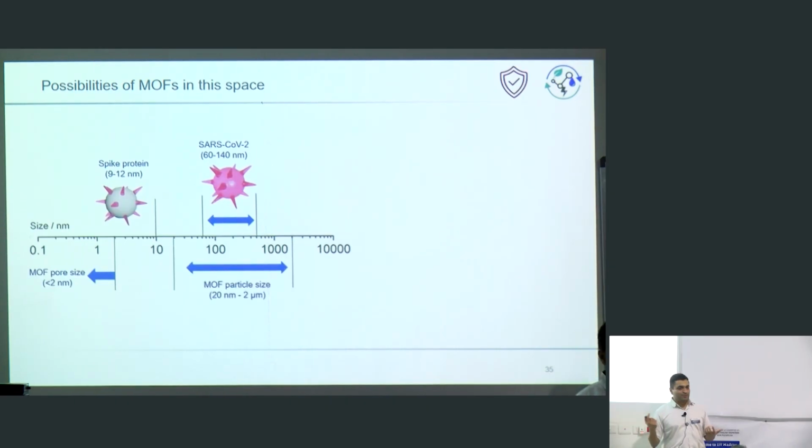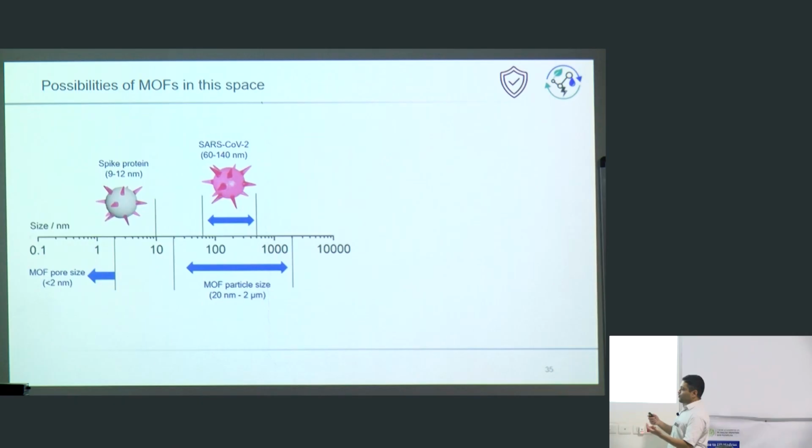But the key thing where morphs can play a role is the actual particle sizes. When you produce morph particles, they typically are from 20 nanometers to 2 micrometers, and this window is perfectly suitable for interacting with the virus. Of course, it's going to be much bigger than the spike protein, so you can actually have the entire spike protein interacting with the morph surface, right?